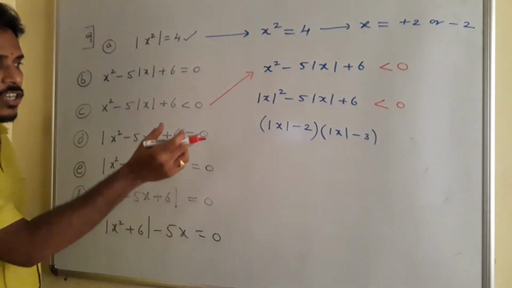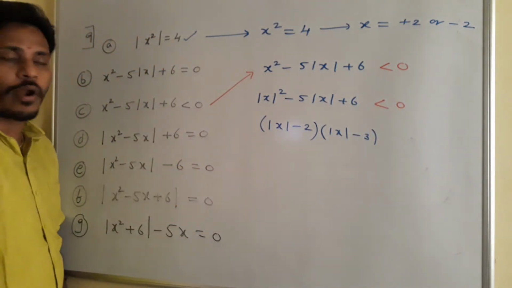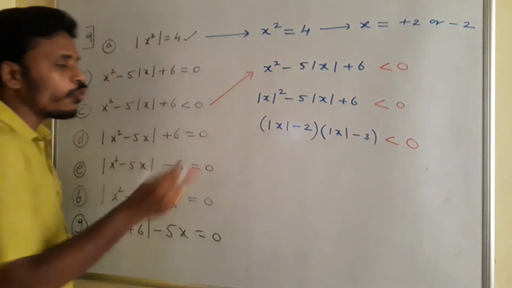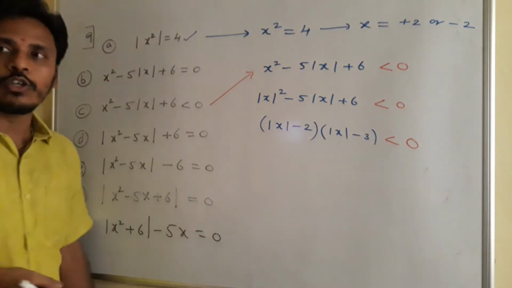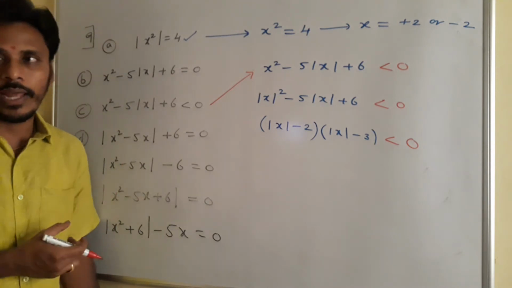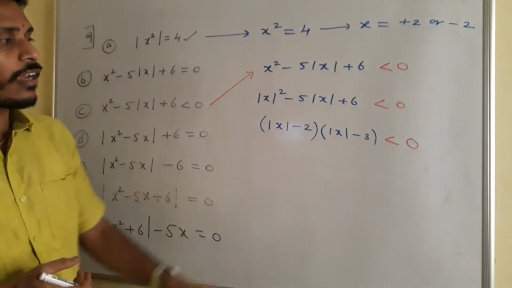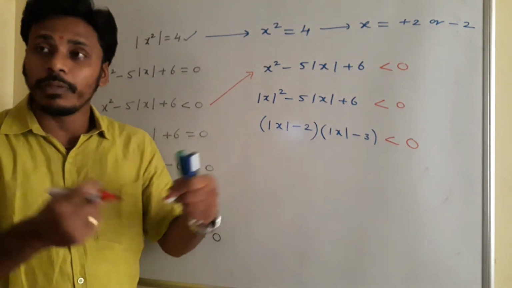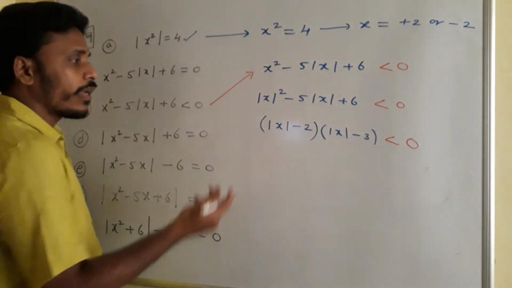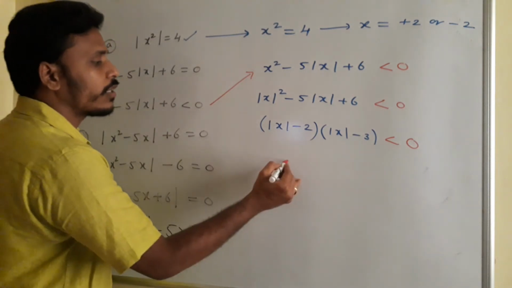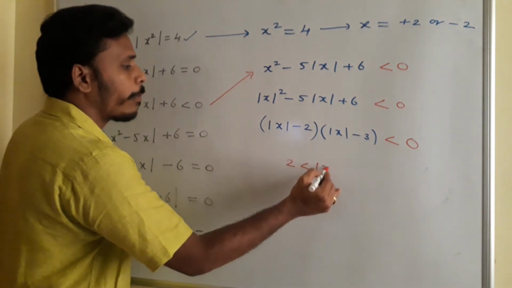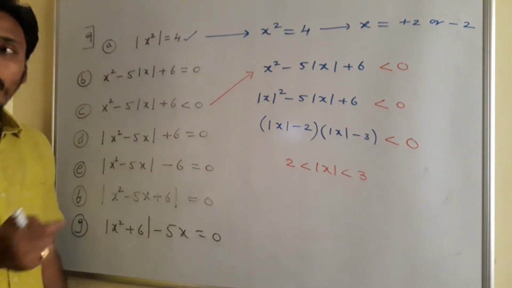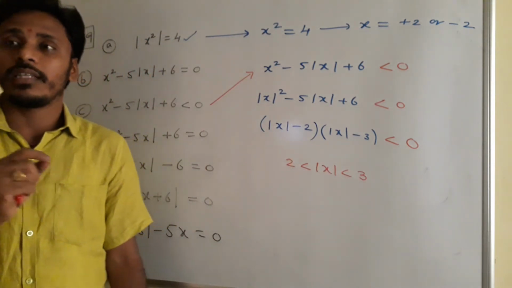And on factorization, (mod x minus 2) into (mod x minus 3) is less than 0. Then how to express the values of mod x from this inequality? We are very familiar that if it is less than 0, then the mod x value is in between the numbers 2 and 3, in between the roots. So here 2 is less than mod x, which is less than 3. Just think about it. Mod x value is in between 2 and 3 at the end.